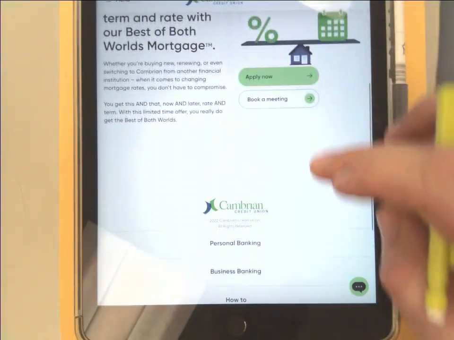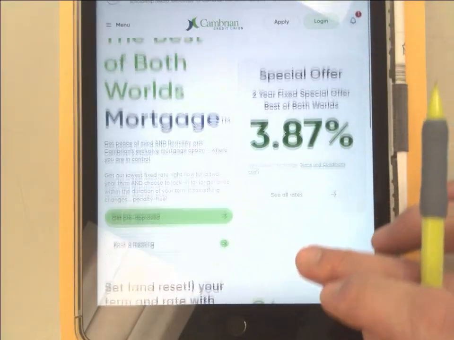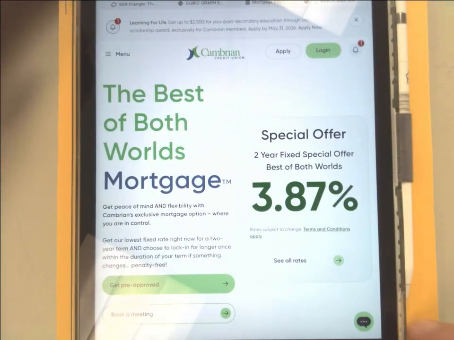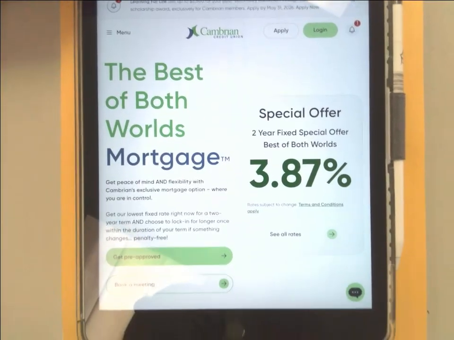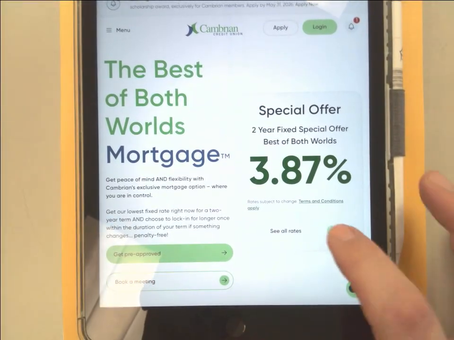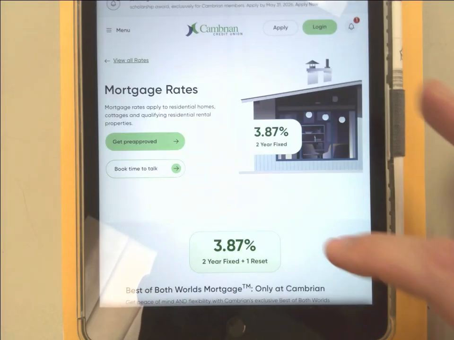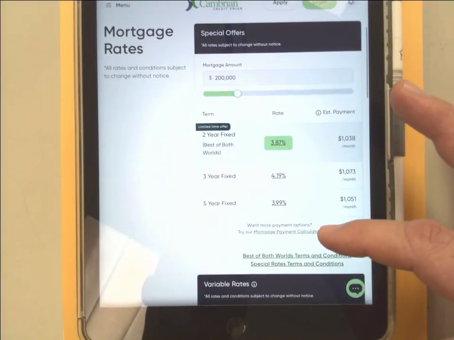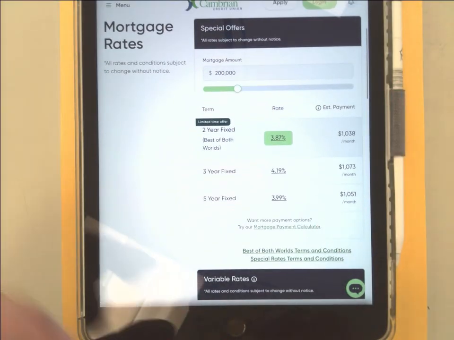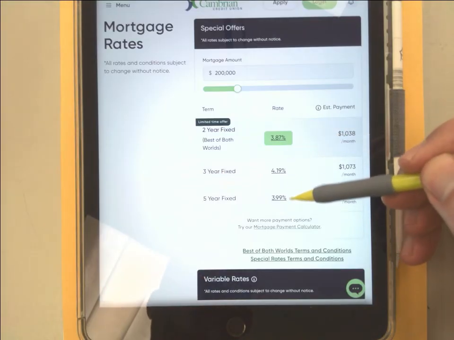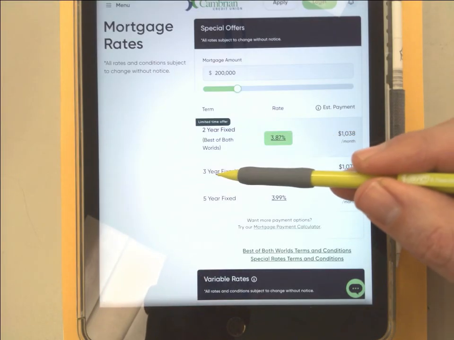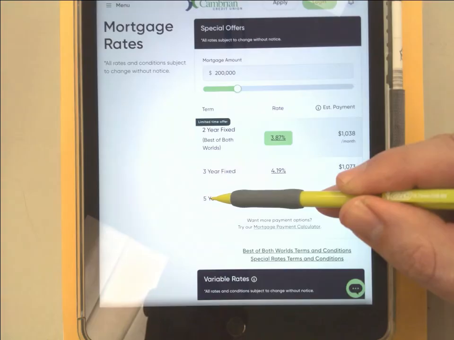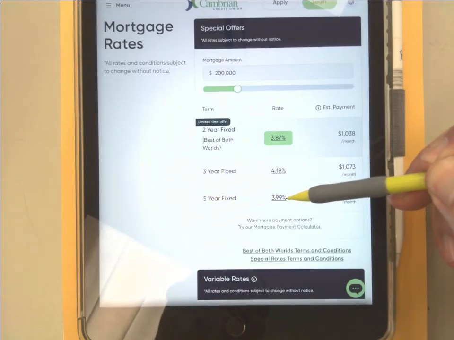Let's keep looking for rates. Let me see here. I'm going to see all rates right there. Click on that. Click again. There you go. So they have a bunch of other interest rates right here. They have a 3-year fixed at 4.19%, a 5-year fixed for 3.99%.